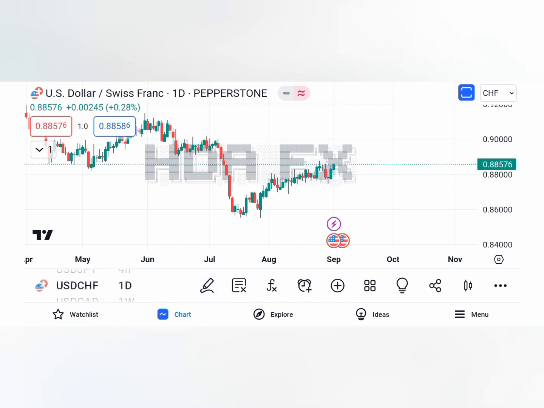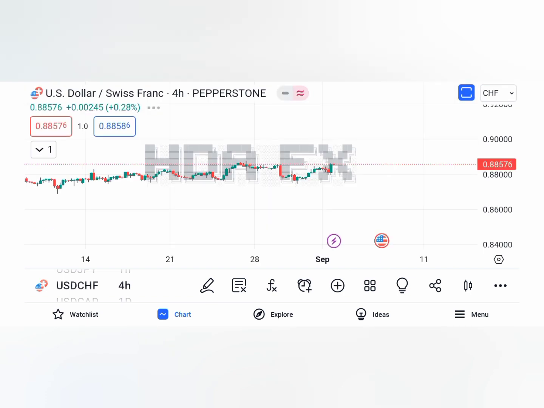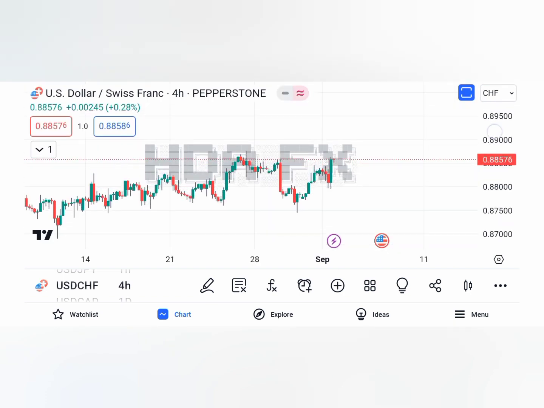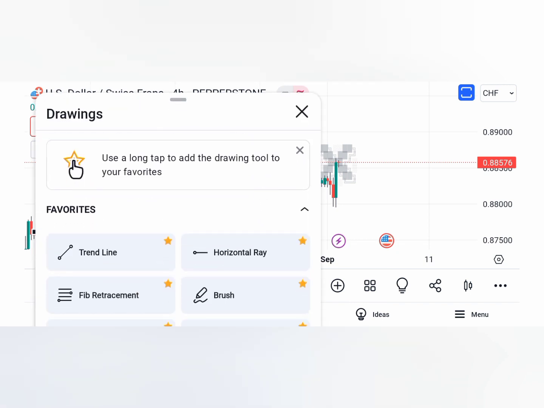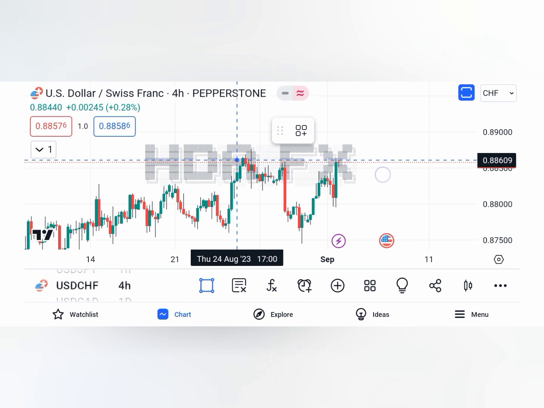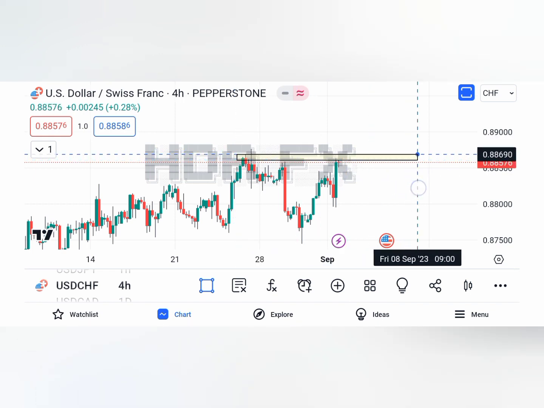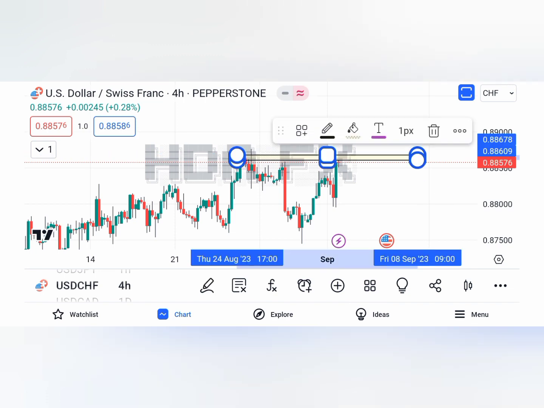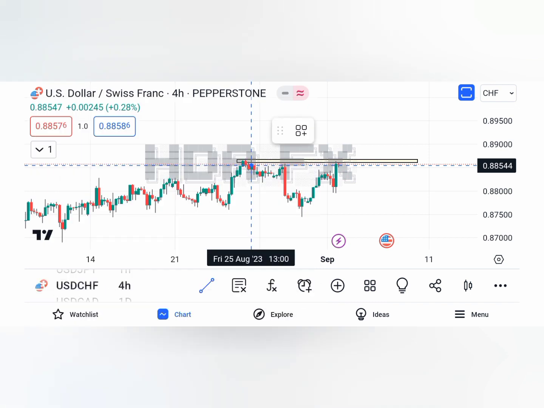But let's move to the 4-hour time frame and see what we have there. On the 4-hour time frame, we can spot this key level here, this important structure here. We can spot this key level on the 4-hour time frame, and we can also spot a trend line here also.